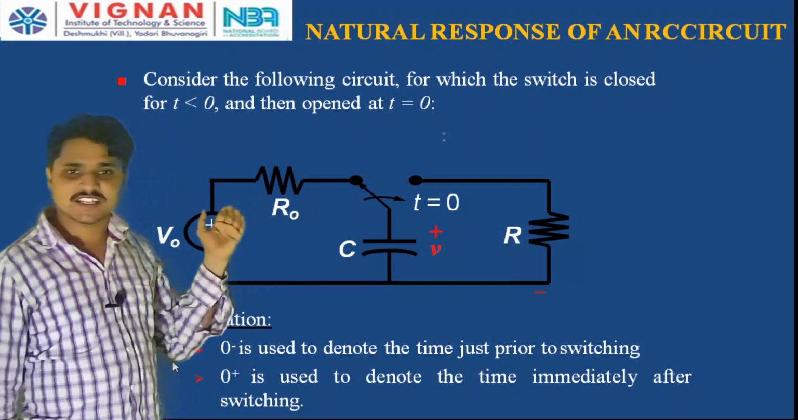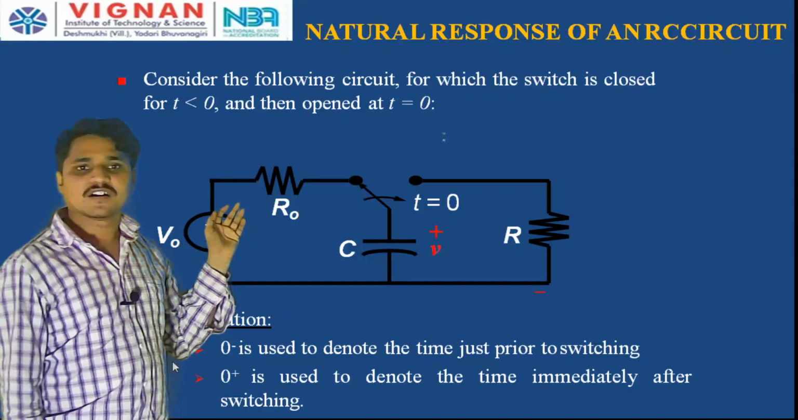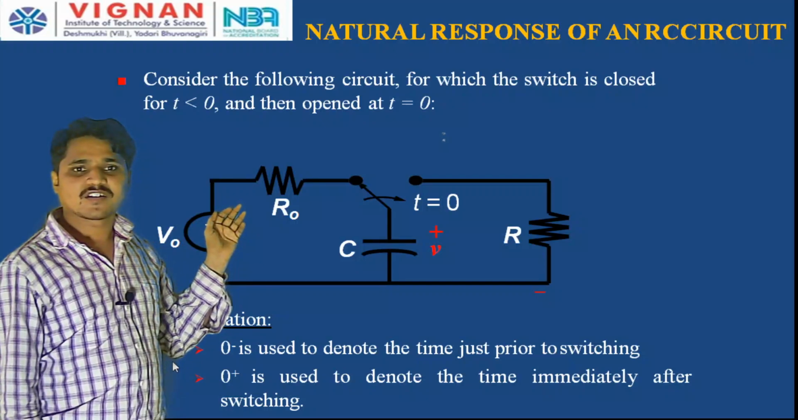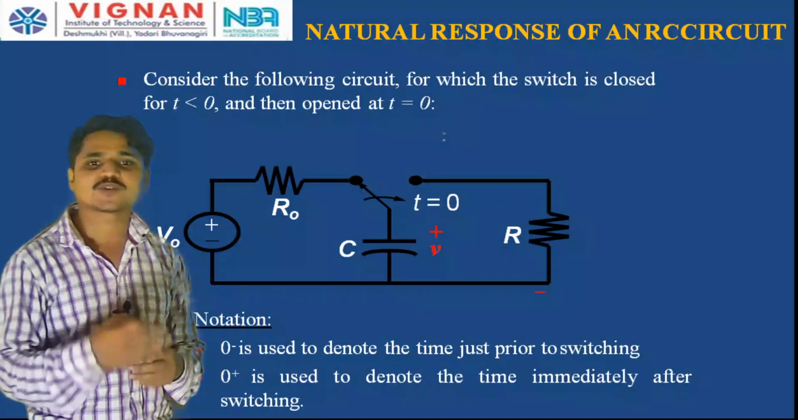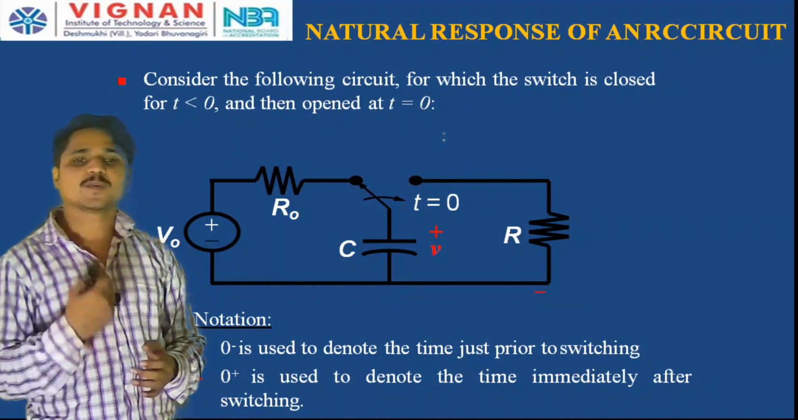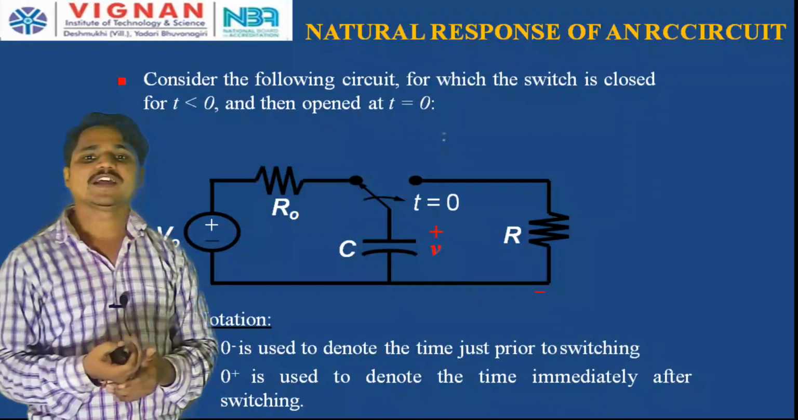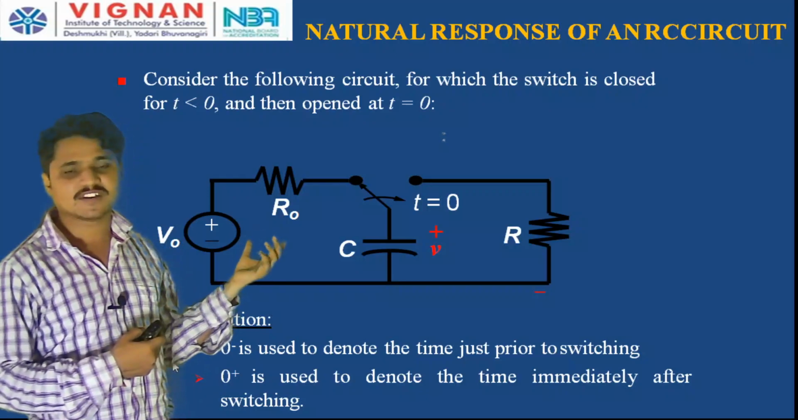So, for t less than 0, that is t equal to 0 minus, the switch is closed. Therefore, 0 minus is used to denote the time just prior to switching, that is, prior to the switch opening. 0 plus is used to denote the time immediately after switching, that is, immediately after opening. So, this is the condition for the circuit.